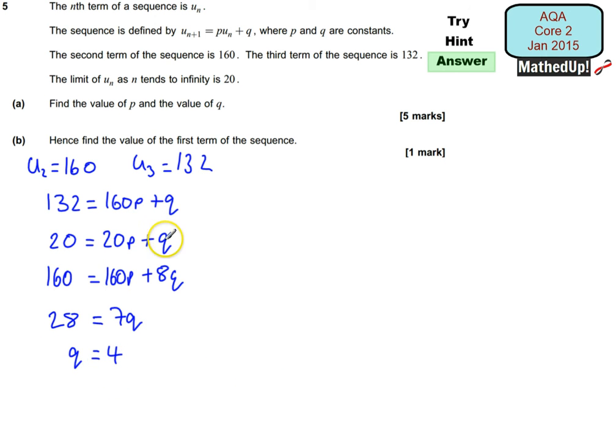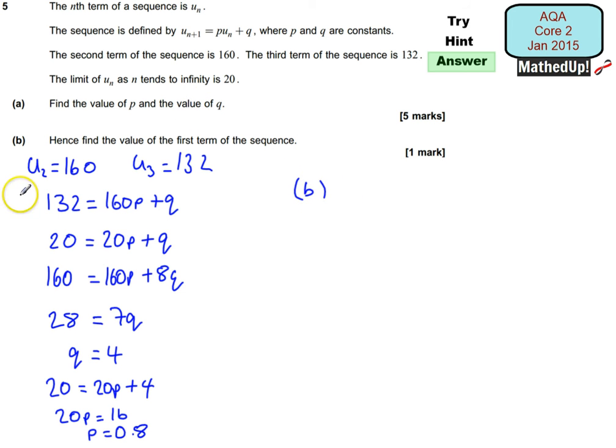I now know that q is equal to 4, so if I sub into this one, I've got 20 is equal to 20p plus 4, so 20p is equal to 16, and p is equal to 16/20ths, which is just 0.8. So q is 4 and p is 0.8, and that's part A.